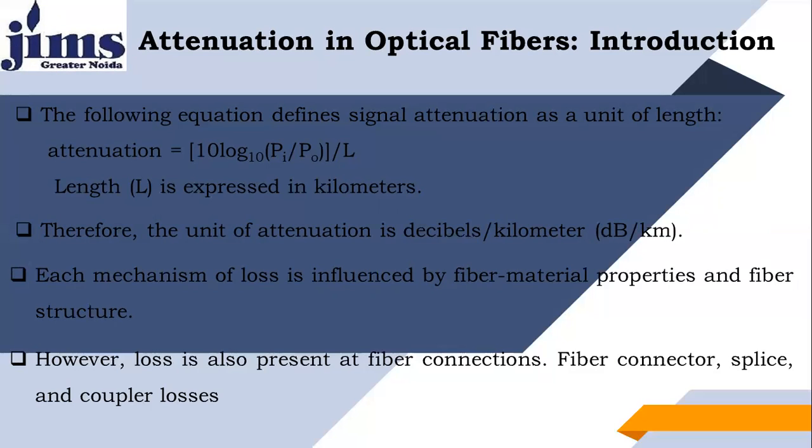In the same way, when you have two water pipes and you do not join them correctly, then when you open the tap, some water comes out from the joint. Similarly, if the fiber connection is not properly done, then some of the light comes out from that joint. So loss is also present at fiber connectors, fiber splices, and coupling loss. So coupling loss is to be there.